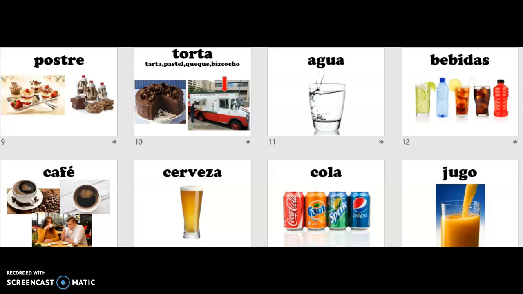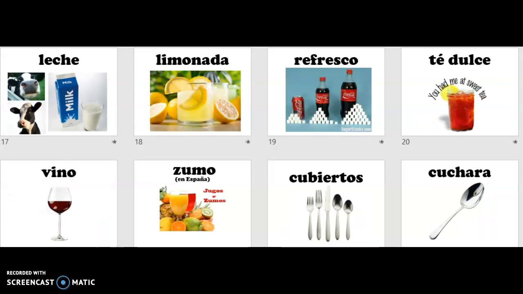And some drinks. We have agua, bebidas, café, cerveza, cola, jugo, leche, limonada, refresco, té dulce, vino, zumo. That's mostly the word that they would use in Spain for juice.